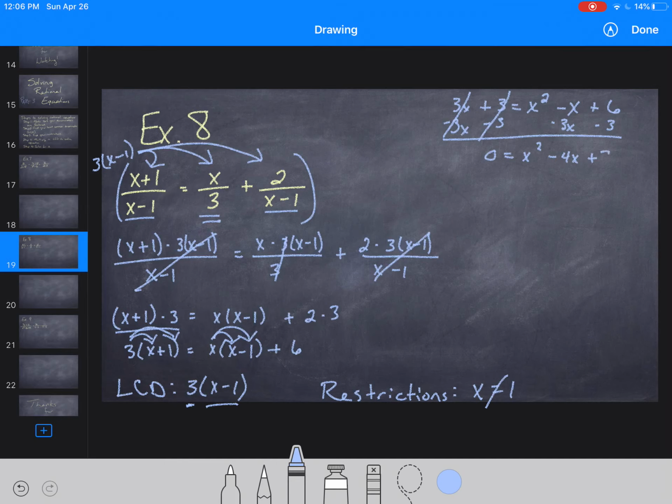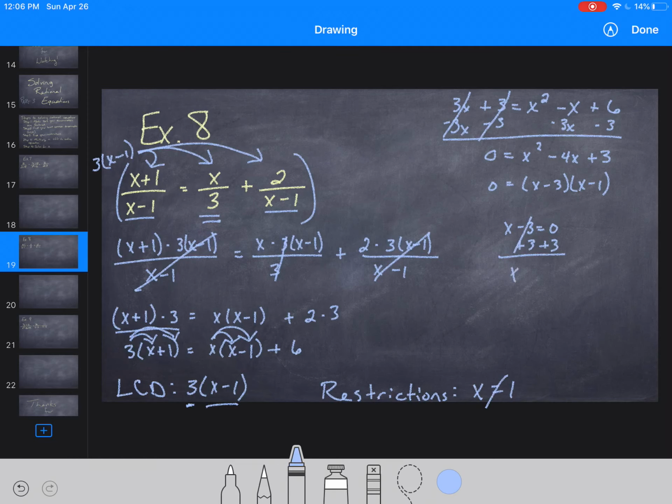When I do that, the left side cancels out completely and I get 0 equals x squared. A negative x and a negative 3x give me a negative 4x. And then 6 minus 3 gives me a positive 3. Now I'm going to see what I can do to factor this. Well, it's a trinomial. I know I can use MIFTERM. So my factors are going to be 0 equals (x minus 3)(x minus 1).